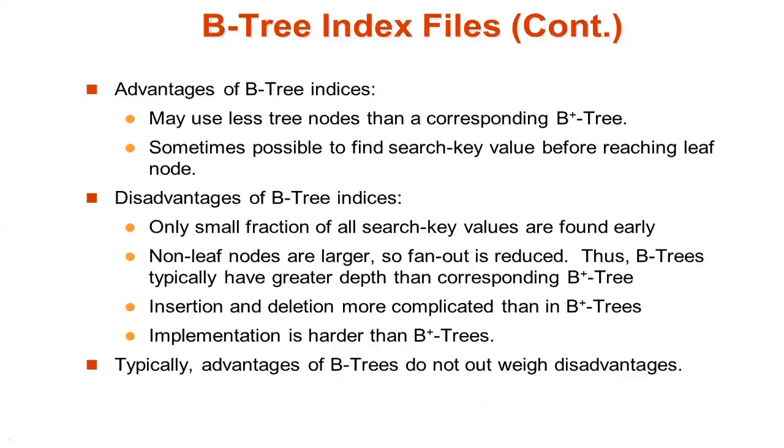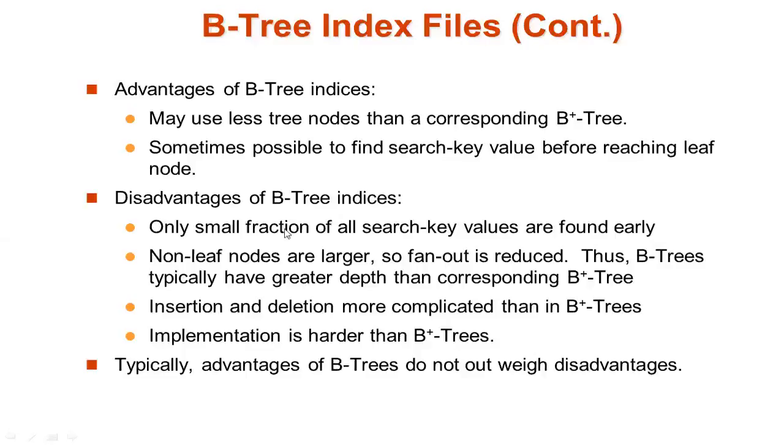Right. So the B tree index files: advantages we have, disadvantages we have. Advantage: may use fewer tree nodes than the corresponding B plus tree. Because the repetition is there in the B plus tree, the B tree will be using fewer tree nodes. Sometimes it is possible to find the search key value before reaching the leaf node. Because you'll be traveling from the root node to the leaf node, if you start searching for a particular data or node, then you can sometimes find it anywhere, okay, before you reach your leaf node.